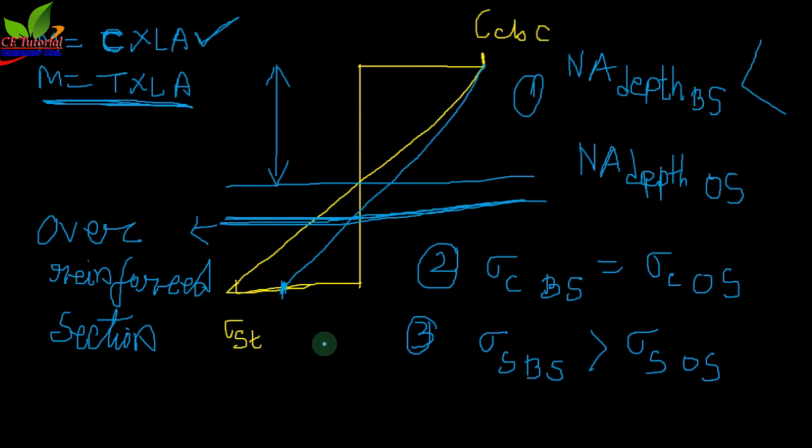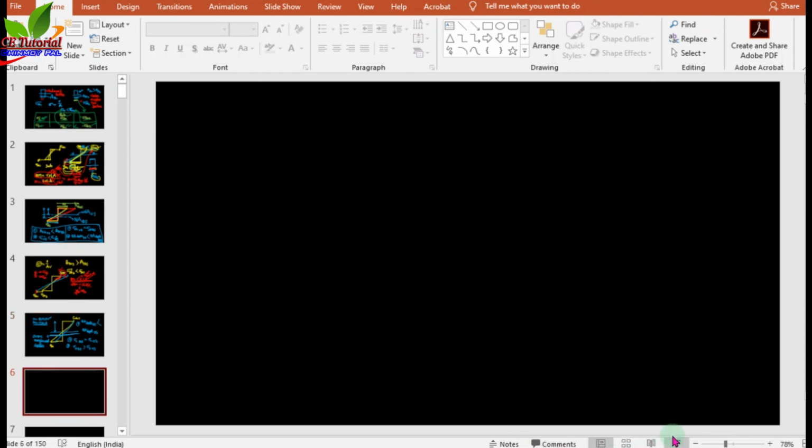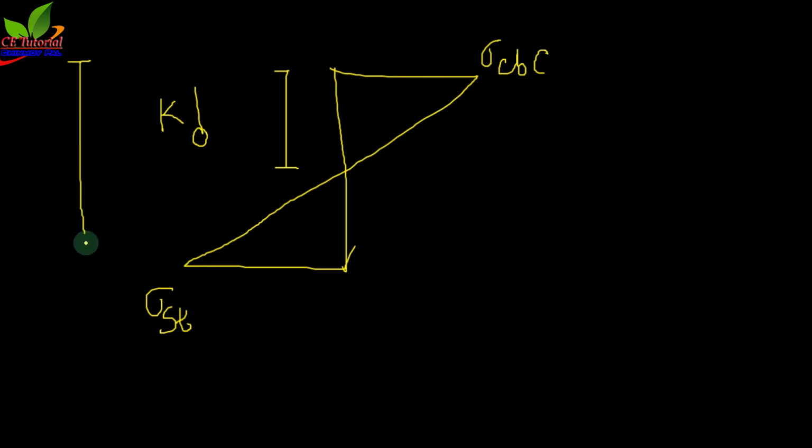So there is another parameter, or I should say some equation. Suppose this is a balanced section, and this is sigma CBC, and this is sigma ST, and this distance is the neutral axis depth KD. The total distance is the effective depth D. Two triangles are similar triangles. For this case, two triangles are similar. Now you can calculate the neutral axis depth from this geometry, from this diagram.